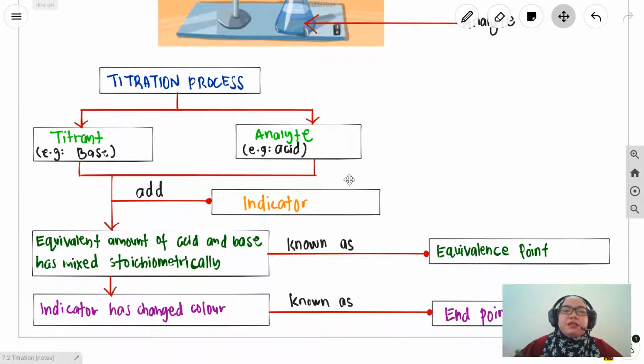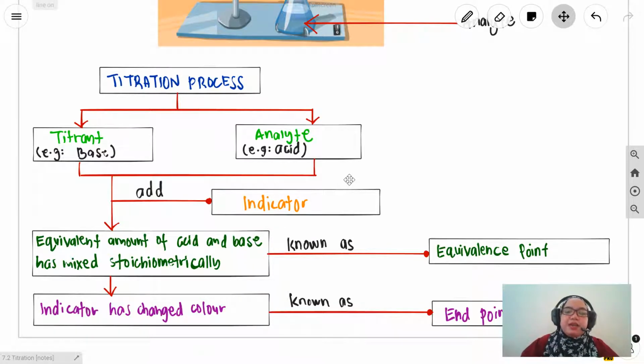So let's look at how the titration process occurs. The titration process is between the titrant and the analyte, where you are going to add the titrant drop by drop into the analyte. The titrant and the analyte can be acid or base. If your titrant is the base, then your analyte is an acid. But if your titrant is an acid, then your analyte is a base. Inside your analyte, you will add indicator so that you can see the color change when it reaches the endpoint.